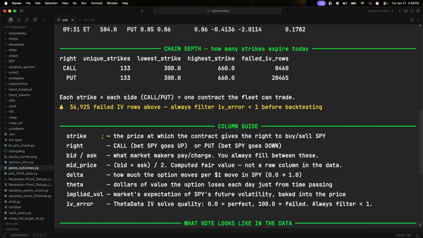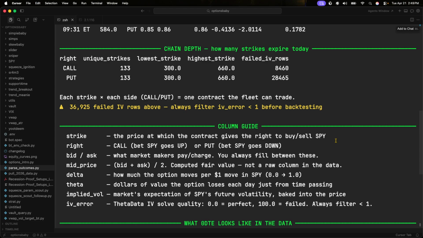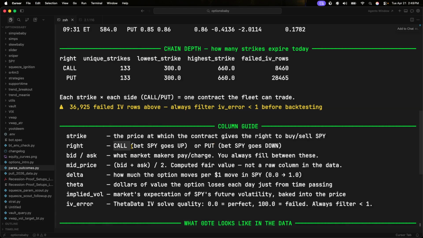A few things just so we can understand before we get into actually running our back test. The strike price is the price at which the contract gives you the right to buy. Remember, if you buy, this is going to be a call because you are bullish on the market, or the right to sell. Now remember, selling is going to be a put because we are bearish on the market. SPY is going to be the S&P 500. And the right is going to be either a call or a put, right? It's going to be a call because we're going to bet that SPY is going to go up, or it's going to be a put because we're going to bet that SPY is going to go down.